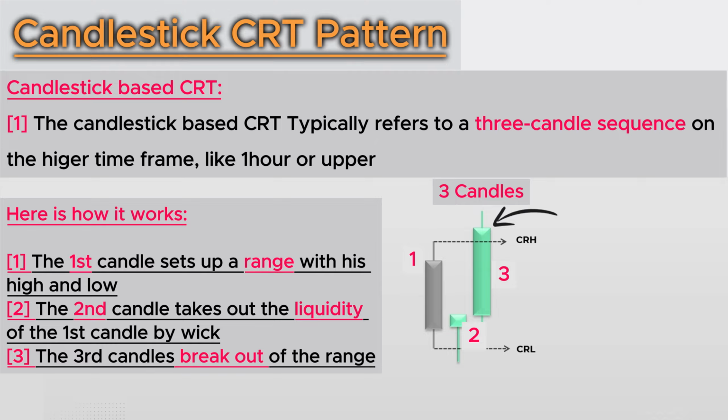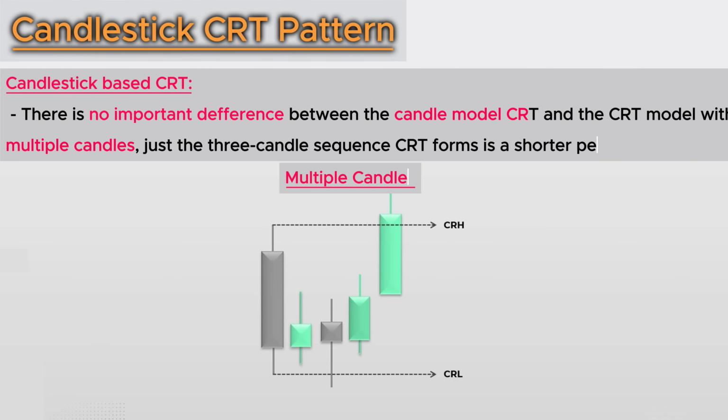Keep in mind, though, that the CRT model doesn't always have to be a three-candle sequence. It can also form with a series of more than 3 candles. But the principle remains the same whether it's 3 candles or more. For example, in this candle series, you can see that multiple candles were formed to reach the highest point of the range candle. The sequence goes like this.